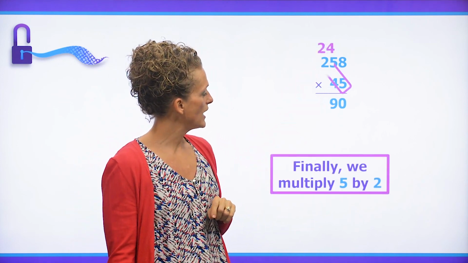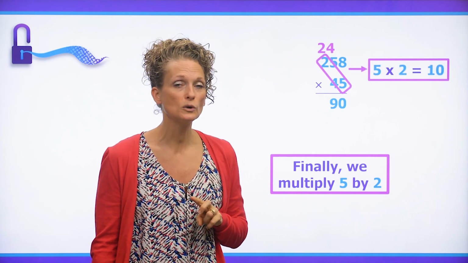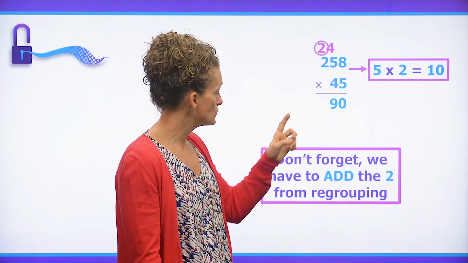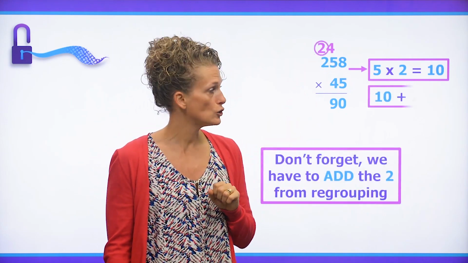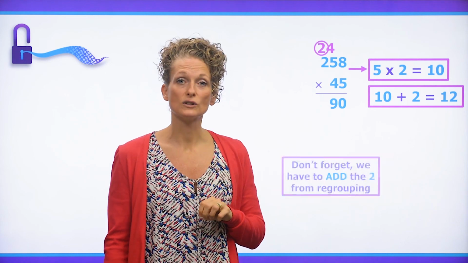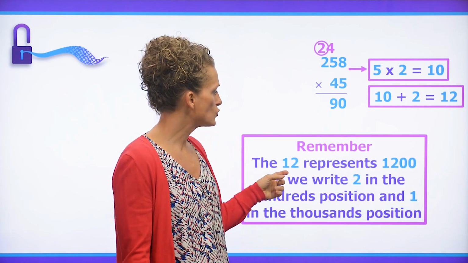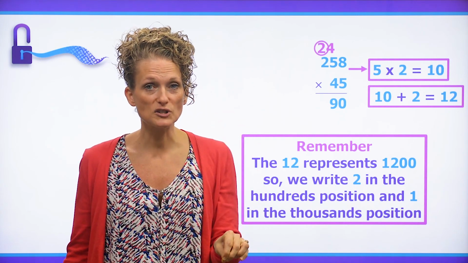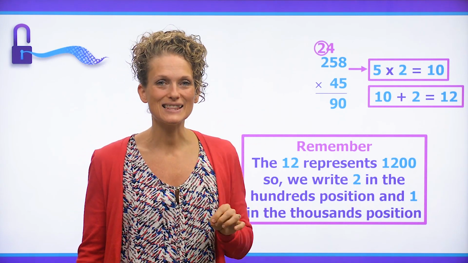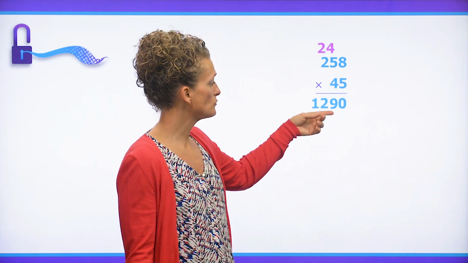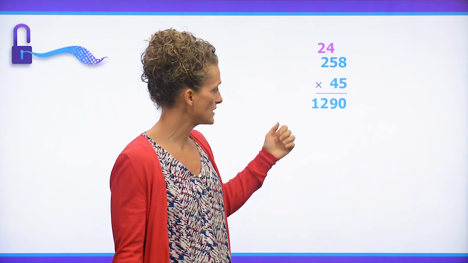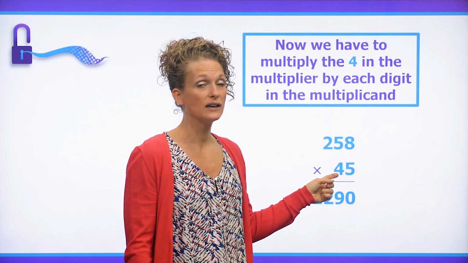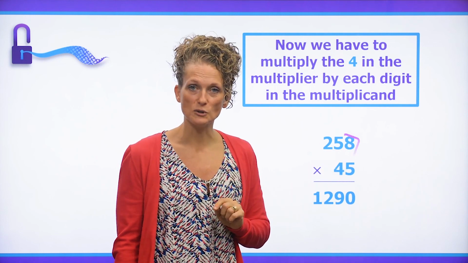And then we go ahead and multiply 5 by 2, and 5 times 2 is equal to 10. And we don't want to forget that we're going to add this 2, so 10 plus 2 is equal to 12. Now keep in mind that this 12 represents 1200. So we're actually going to write a 2 in the hundreds position and 1 in the thousands position. All right, we've run out of digits, so again, we just write the 12 in front of our 90, and we can go ahead and multiply our 4 by each digit in the multiplicand.